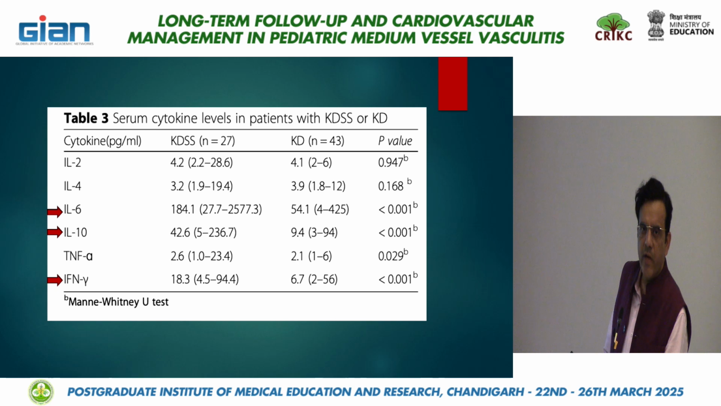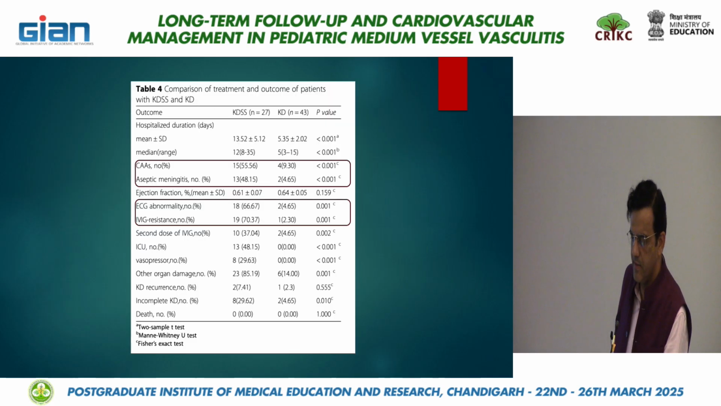They did serum cytokine levels in these patients. It means that in Kawasaki disease patients without shock and Kawasaki disease shock syndrome, the IL-6, IL-10 and interferon gamma were all significantly raised as compared to patients with hemodynamically normal Kawasaki disease.